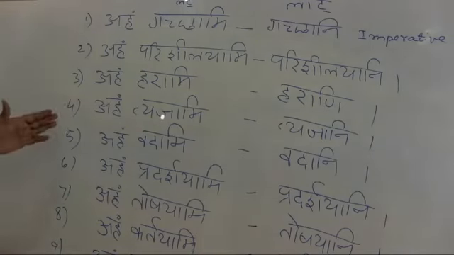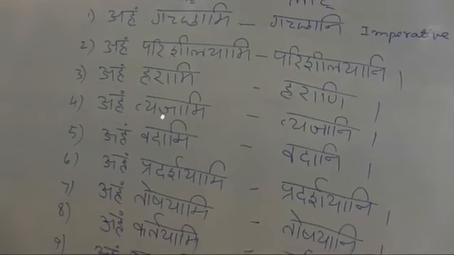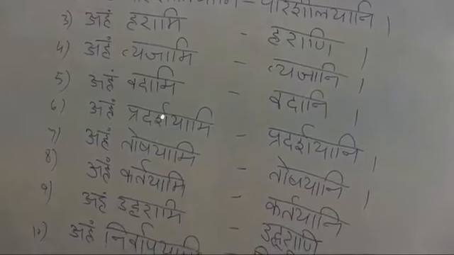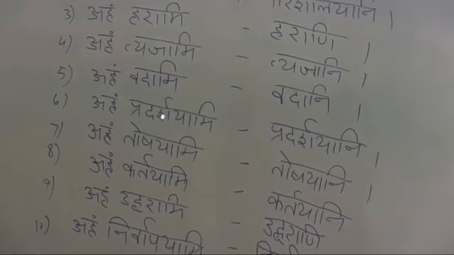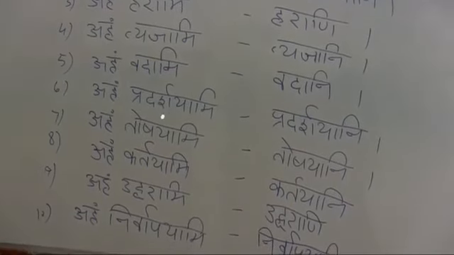Then aham vadami, you know the very simple one, I speak, I am speaking. Aham vadani, when you say, may I speak or shall I speak, or let me speak. Aham pradarshayami, I am showing, becomes aham pradarshayani, may I show, shall I show, let me show. Aham toshayami, I am pleasing. May I please, let me please, if you want to say aham toshayani, converting into first person singular number.